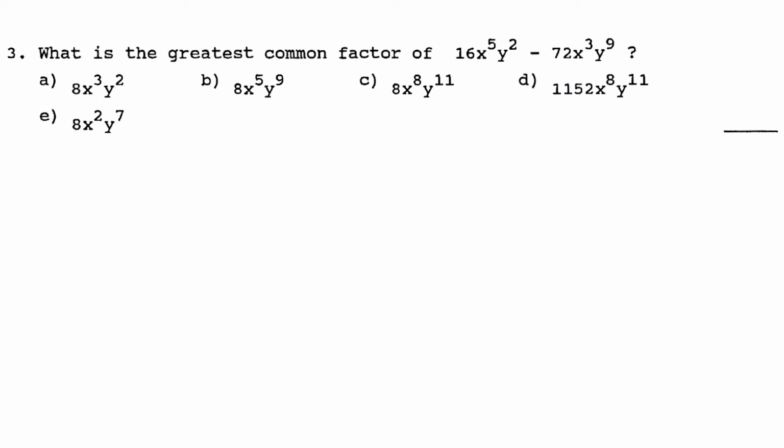Next, what is the greatest common factor? Alright, so this is actually super simple. So for the x's, it's x cubed. For the y's, it's y squared. X cubed, y squared. Let me just double check that it's 8. So 16 and 72. So here I got 8 times 2. Here I got 8 times 9. So clearly, yes, the answer is A.